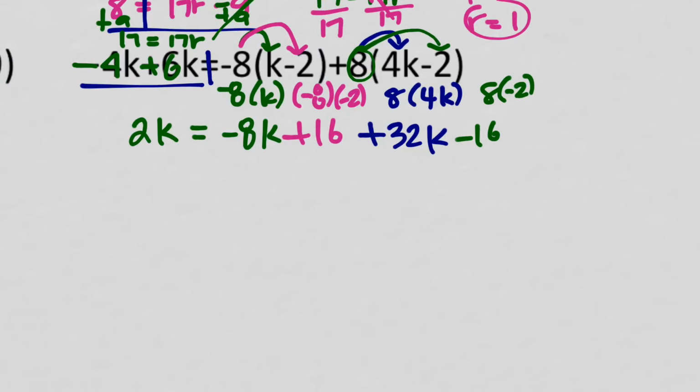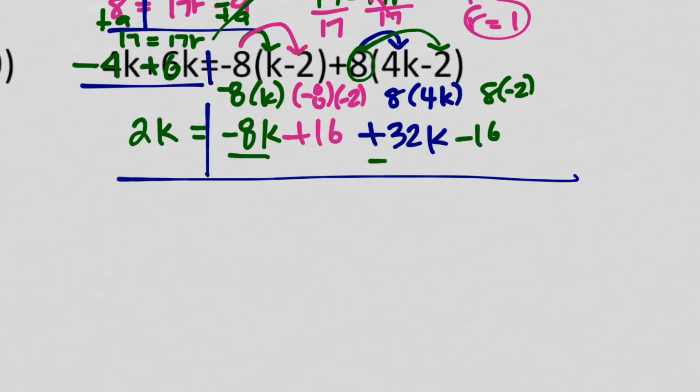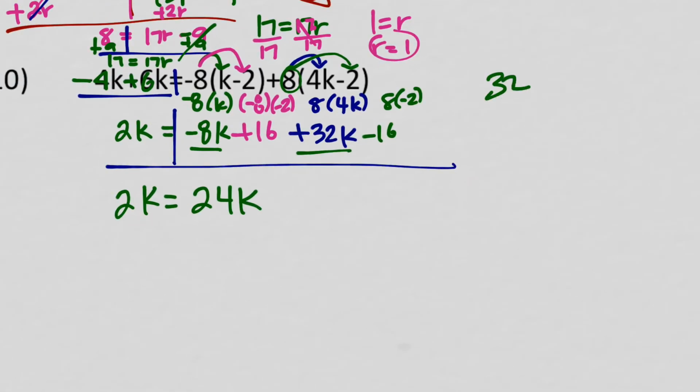Now I have a lot of sets of like terms. On the right-hand side of the equal sign, you're going to notice that you have negative 8k and 32k on the same side of the equal sign. These are like terms, so I'm going to combine them. So negative 8k plus 32k is going to give me 24k. I had to subtract the 32 with the 8 because they have different signs, and that's how I got the 24. Rewrite the k. It's positive because 32 is positive and it's bigger than the negative 8, so it stays positive.